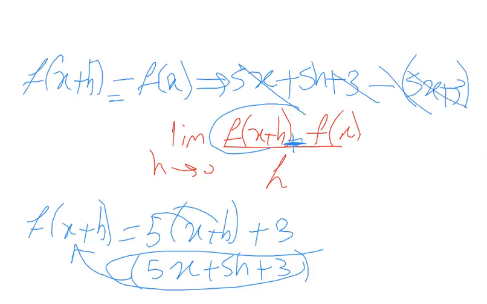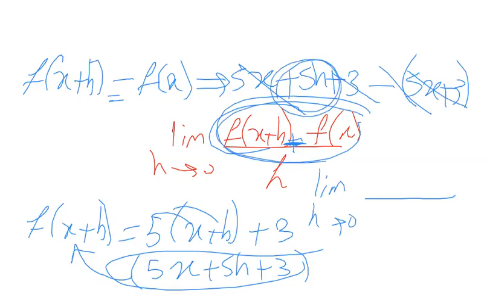So now finally you have the limit as h approaches 0. All of it is only 5h over h. Now you simplify h with h. So finally you have only 5.